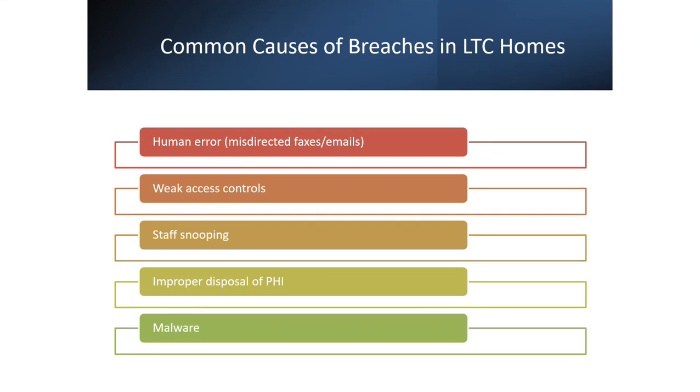A weak access control is, well, we give all of our staff access to all of the residents just in case they need to do something. Just in case is not a valid reason to give somebody access. So you should have processes in place to be able to quickly and efficiently provide access and take away access as needed, right?